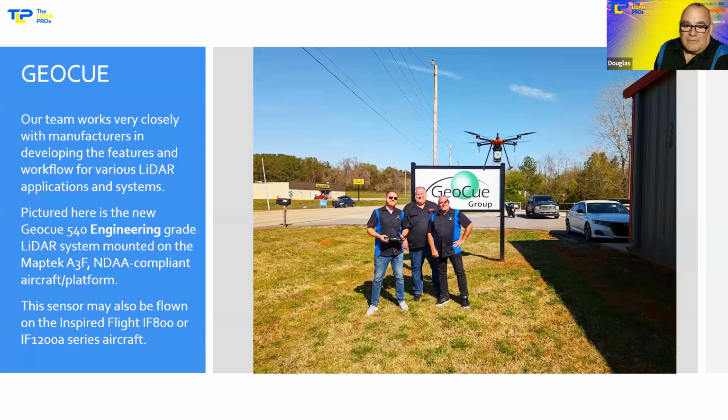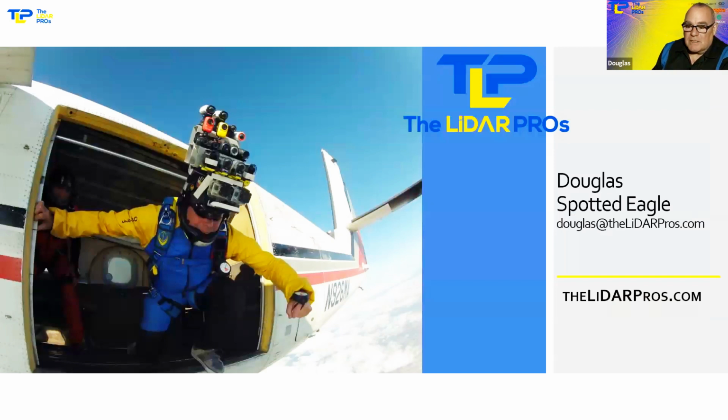You can see it flying in place there. Again, this is an engineering grade LiDAR system. This would get us down to about 15 millimeters of accuracy on the ground. So it's a little better than some of the other systems that are out there that are giving us about a centimeter of accuracy on the ground. By the way, the same sensor can be flown on a variety of different platforms. So that wraps up what I have to share with us today.